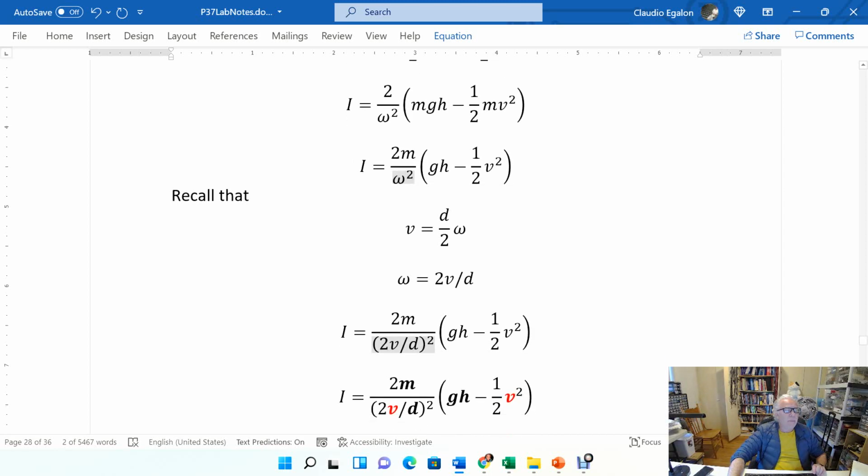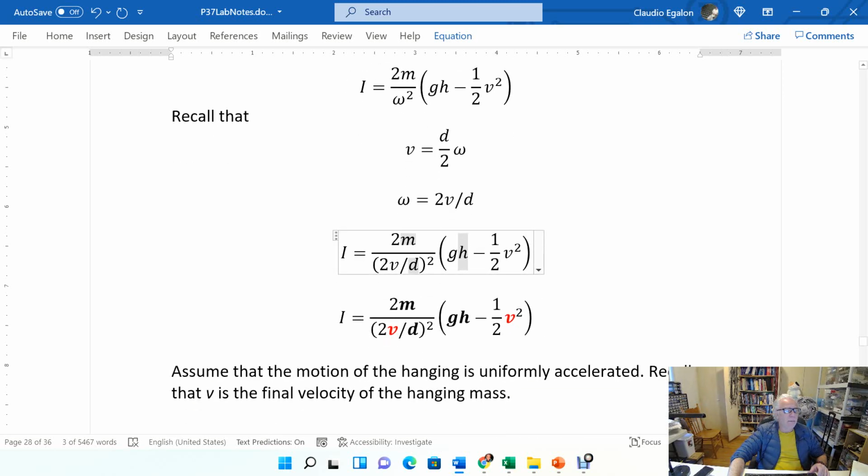What else? We have to write this equation in terms of the measured parameters. We know m, we measure d, we measure h. We know g from the previous experiment, but we still do not know the final velocity of our mass, the final linear velocity just before it strikes the floor. But it is possible to find out this final velocity. How do we do that?